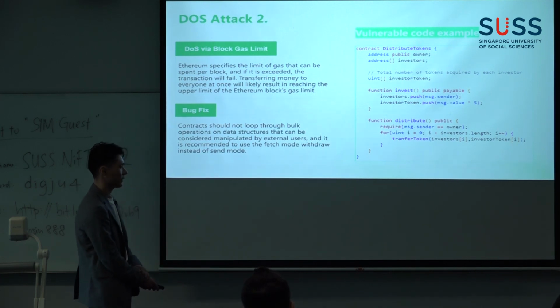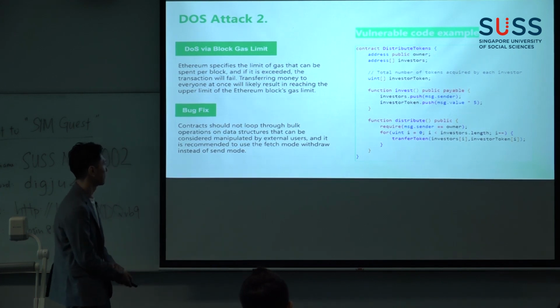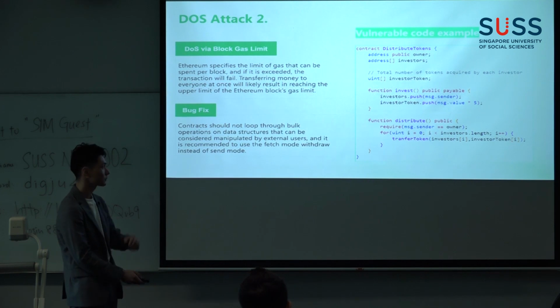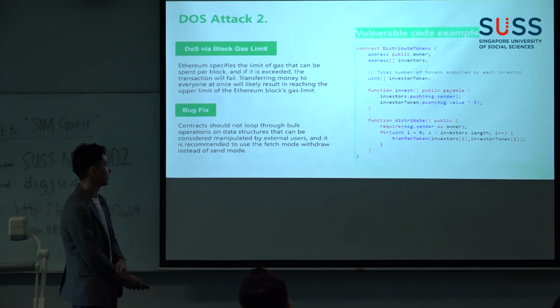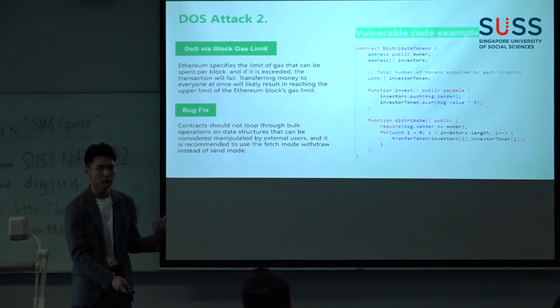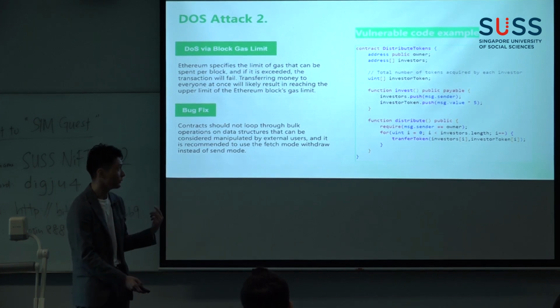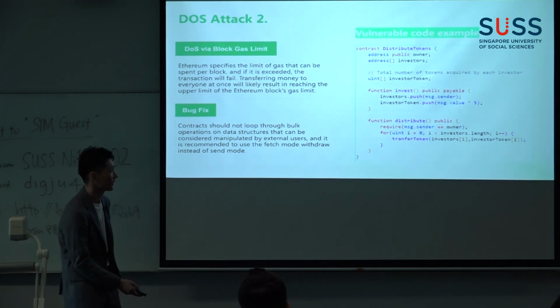There are ways to fix it, and I think most modern-day smart contracts will follow this new pattern. The contract should not loop through bulk operations on data structures that can be manipulated by external users. It is recommended to use the fetch mode withdrawal instead of send mode. This one is a send mode because the contract initiates the sending to users. The fetch mode means that external users, in this case investors, will call withdraw and get their fair share of tokens. In this case, the gas limit will not exceed the block gas limit.